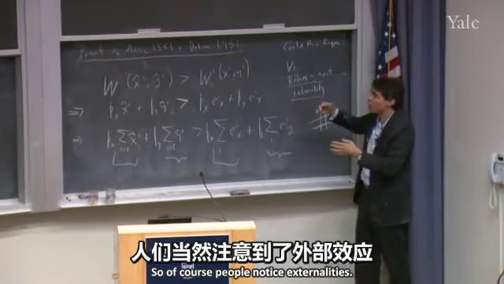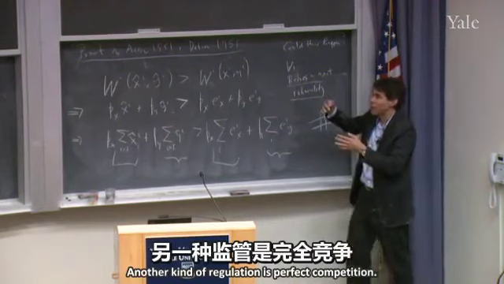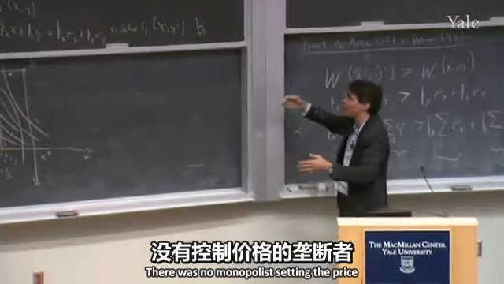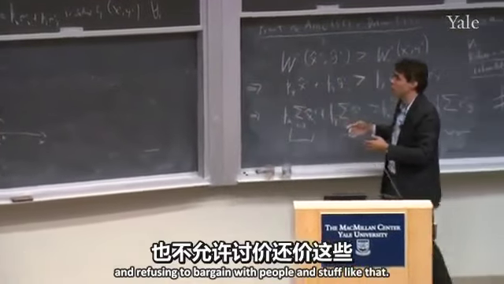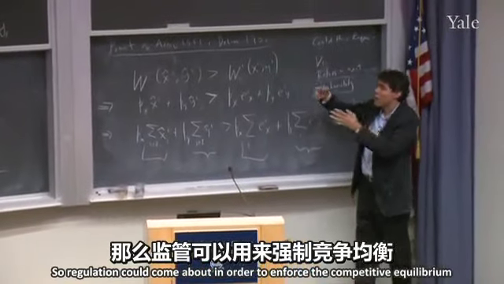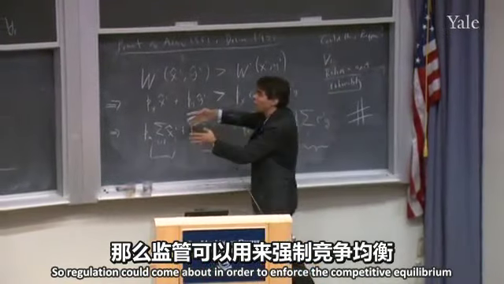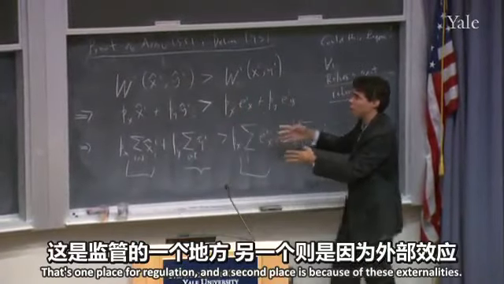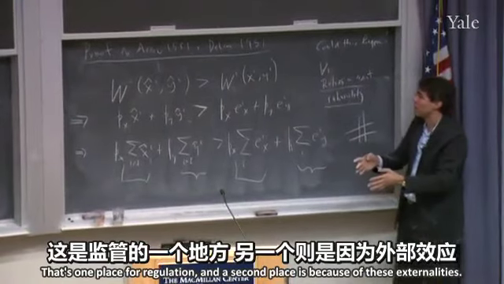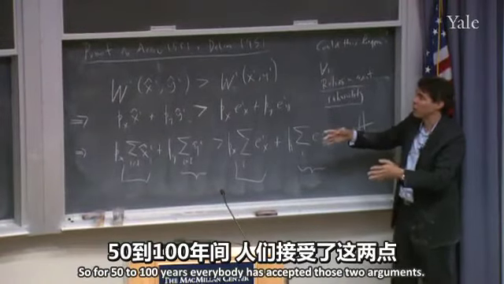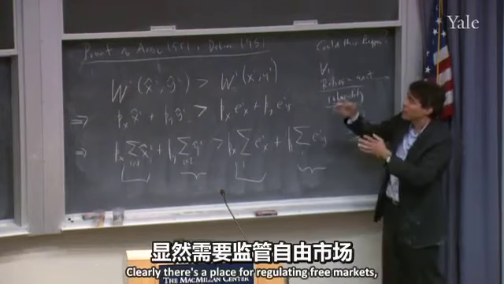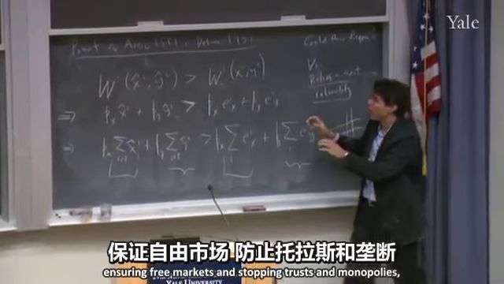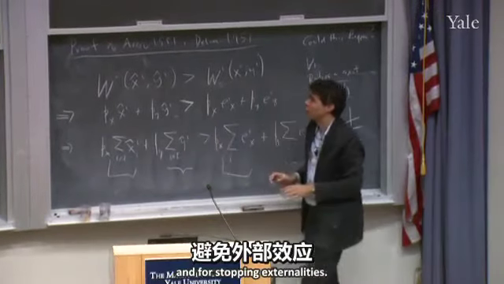Of course people noticed externalities. Another kind of regulation is for perfect competition. We assumed everyone took the prices as given. There was no monopolist setting the price and refusing to bargain with people and stuff like that. So regulation could come about in order to enforce the competitive equilibrium, to allow for perfect competition. So we assumed that already. That's one place for regulation. And a second place is because of these externalities. So for 50 to 100 years, everybody has accepted those two arguments. Clearly, there's a place for regulating free markets, ensuring free markets, and stopping trusts and monopolies, and for stopping externalities.